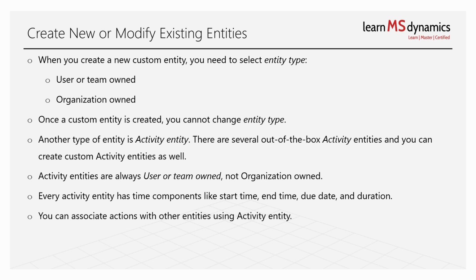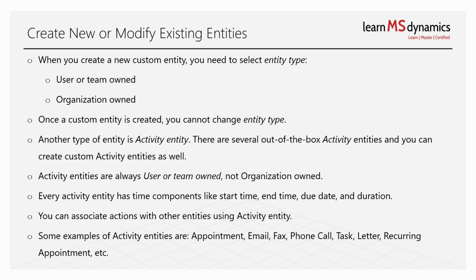using activity entity. So some of the examples of activity entities are appointment, fax, email, phone call, task, letter, recurring appointment, etc. These are some of the base activity entities that are available. You can customize them, and also you can create new activity entities.